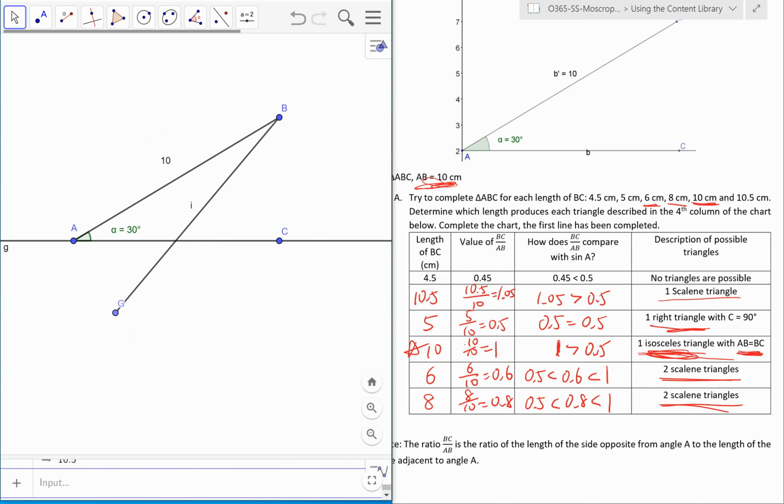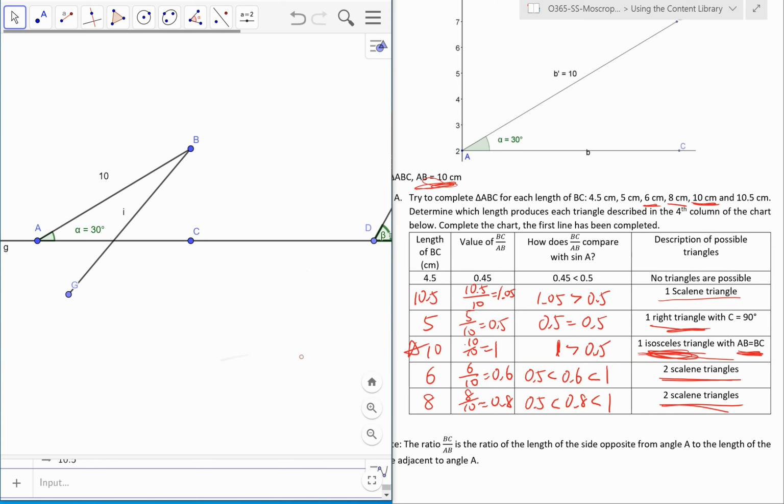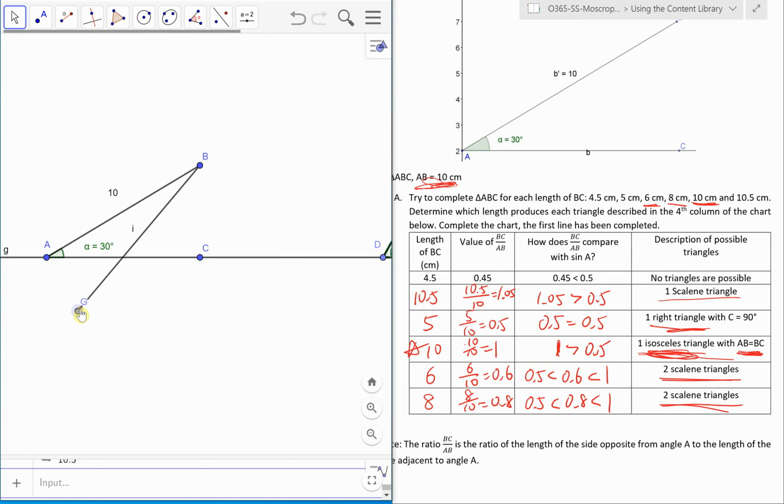Okay, so again, let me just zoom out a little bit. You'll see we can rotate this and we'll make one triangle right there. And I think we shouldn't just compare with sine of A, we should also compare with 1. So in this case, this is less than 1 and this is less than 1.05. This was the ratio of BC over AB. So whenever the ratio of BC over AB is greater than 1, we can only have one single triangle. Okay, that's one scaling triangle.